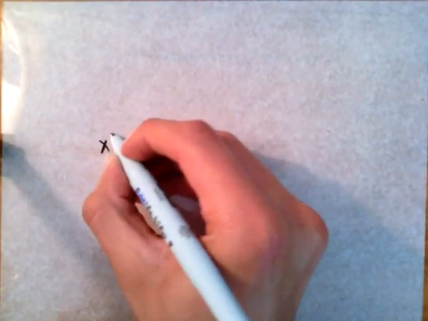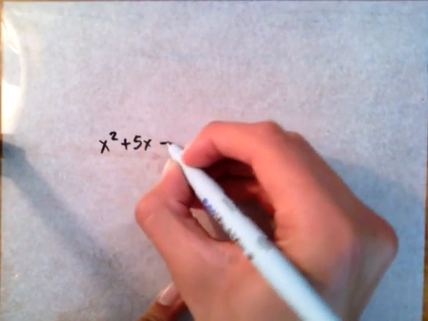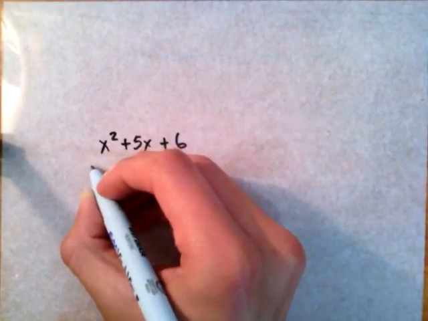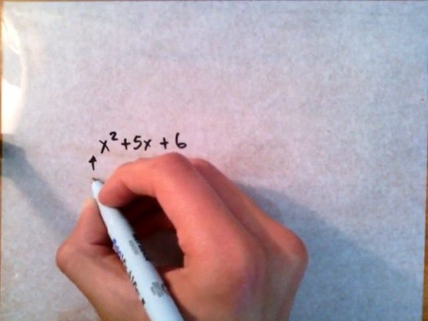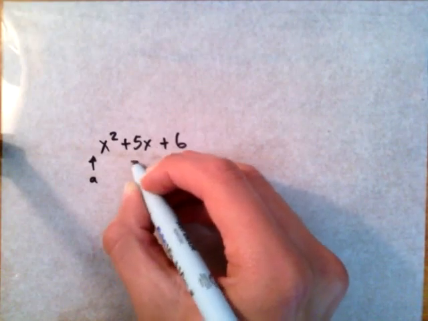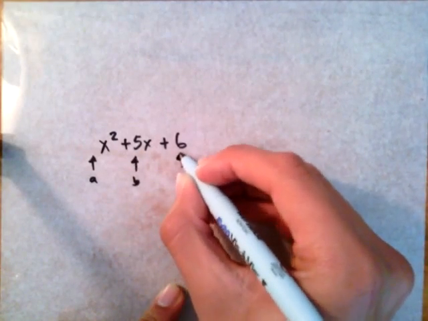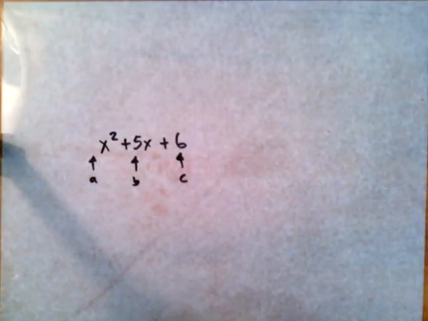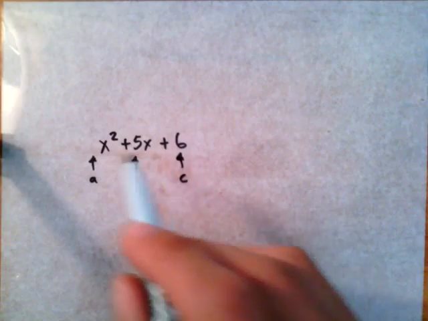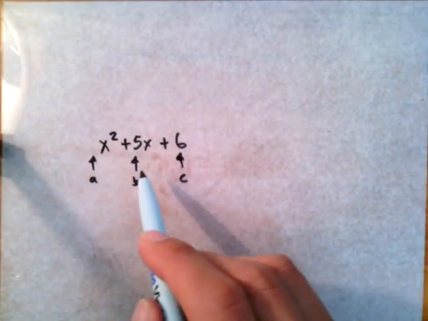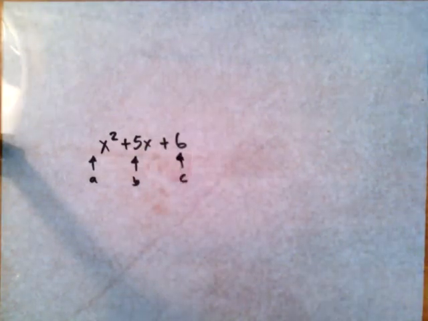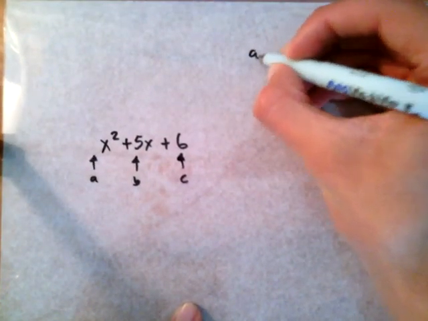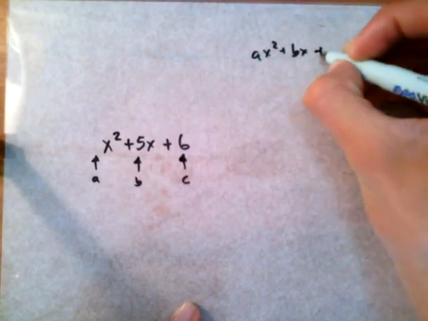So our example is going to be x squared plus 5x plus 6. One thing I'd like to point out is that we have certain variables that are usually used to represent the coefficients of these quadratics. We have a in front of x squared, the coefficient for x squared. We have b as the coefficient for x, and we have c as the constant. So usually quadratics are in the form of ax squared plus bx plus c.